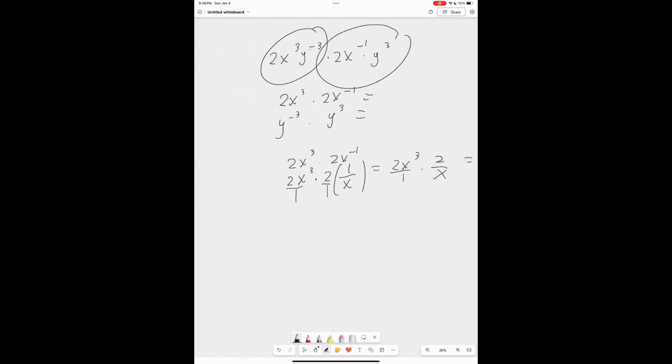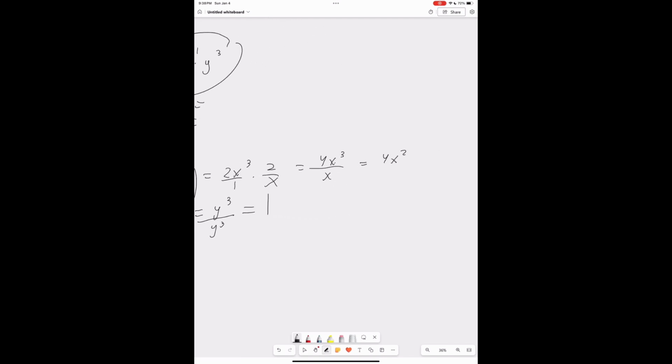And then for the y part, we're going to write it as 1 over y cubed times y cubed over 1, and we're going to get y cubed divided by y cubed, which is going to equal 1. So if we do 4x squared times 1, we're just going to get 4x squared. And that's our final answer. Everything is multiplied by each other, so we just multiply everything together and we get that answer.